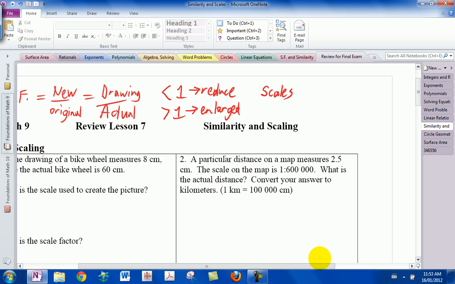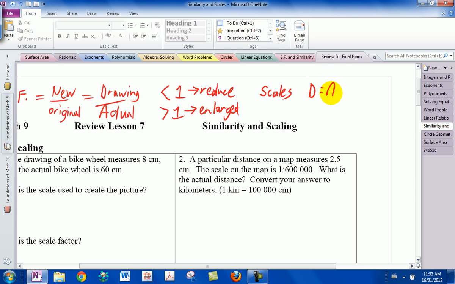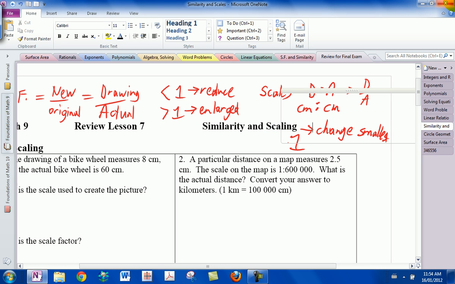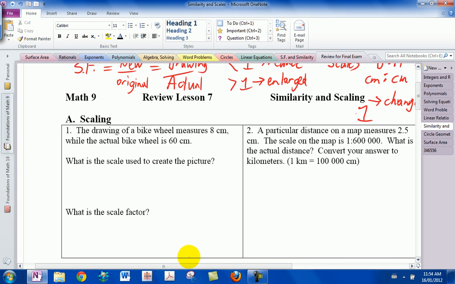For scales, we have diagram to actual, and we keep it the same measurements. So then if you turn that into a fraction, it would be diagram over actual. We would always have centimeters to centimeters. And you'd want to change the lowest, or the smallest, to 1. So you divide by that number to get it to be 1. And then we talked about decimals and how to treat those. So let's use that information to go about solving this.